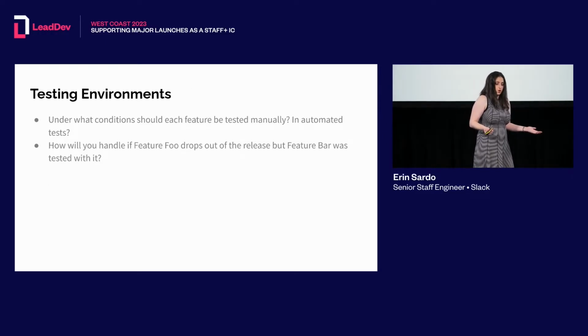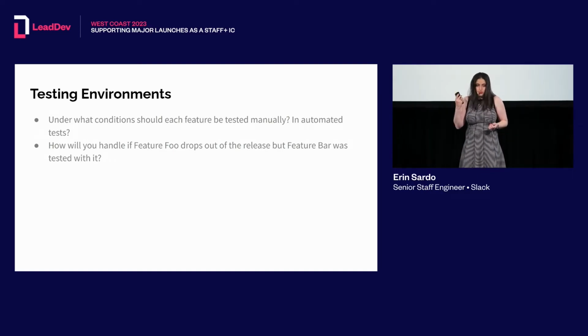Testing environments is another one. Under what conditions should all these different sub-features be tested together? What happens if feature foo drops out of the release, but feature bar was tested with it? Oh, sometimes that's fine, sometimes it's not. The release captain is the one who gets to make that call, and whether or not that's okay, or whether or not you need to have contingency plans for those types of things.